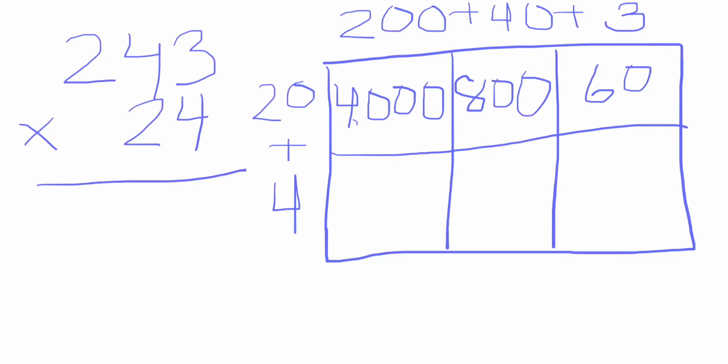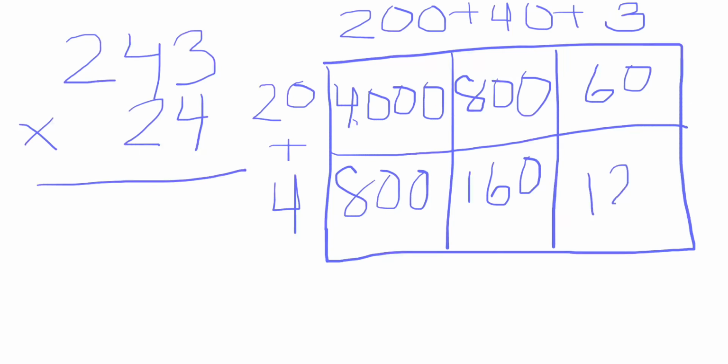Now I'm going to go ahead and multiply every place from 243 times the 4 in the ones place. So 2 times 4 is 8. And I'm going to add those 2 zeros, and I get 800. Then 4 times 4 is 16, plus a 0, and I get 160. And then 3 times 4 is 12. So you guys can see here that we have a lot of partial products. We have 4,000, 800, another 800, 160, 60, and 12.